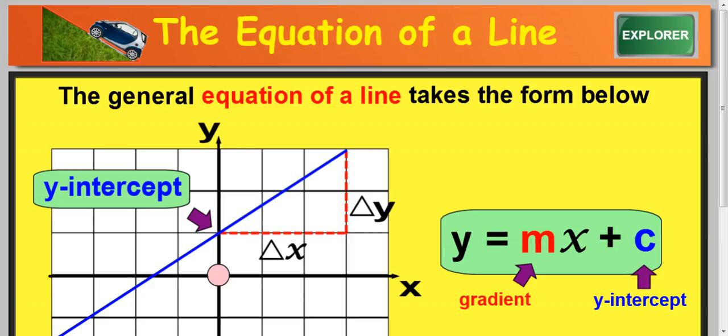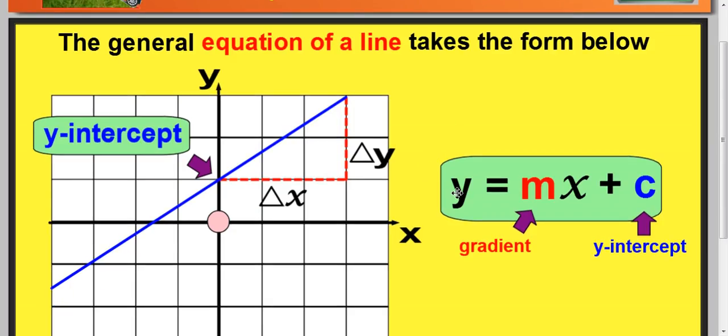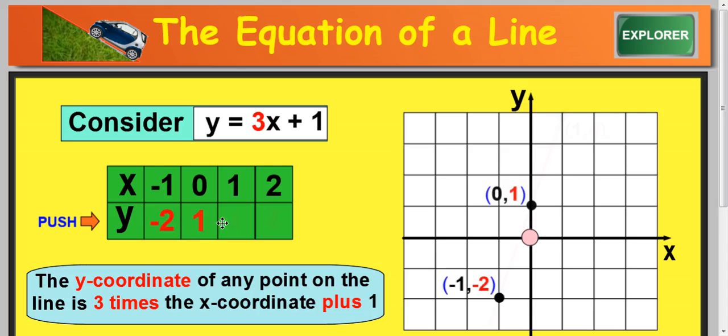In this lesson, we're going to again look at the equation of a straight line, but in a general form. So the general form of a straight line takes this here. It's y equals mx plus c, where m is the gradient of the line and c is the y-intercept. The y-intercept's the bit of the line that crosses the y-axis, and the gradient's just rise over run, or delta y over delta x. So if you look at this example before, this is what we had in the last video lesson. The equation was y equals 3x plus 1.